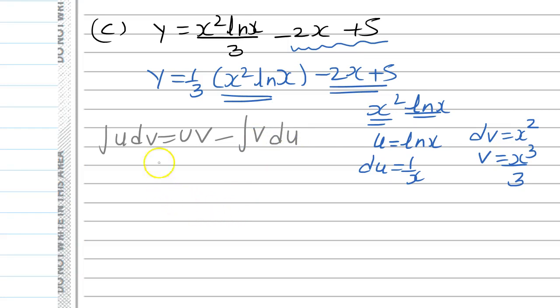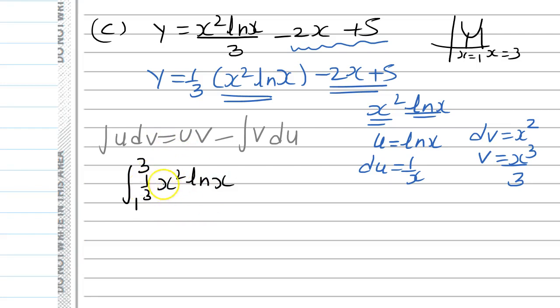Okay, so we are going to use this formula now. So integration u dv, let's write down. Our limits are x is equal to 1 and x is equal to 3, so it is a definite integration, that is 1 to 3, yeah. And we are going to use here x square ln x divided by 3, so it is 1 by 3 outside. Okay, and minus 2x plus 5. Now let's solve it.